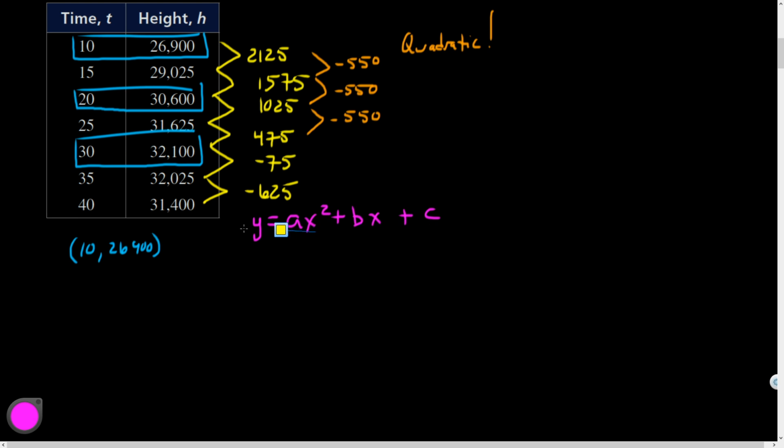The way I'm going to do this is plug in 10 for the x's and 2,600 for the y's. And just to speed up this video, if I do that, I would get 10 squared is 100.